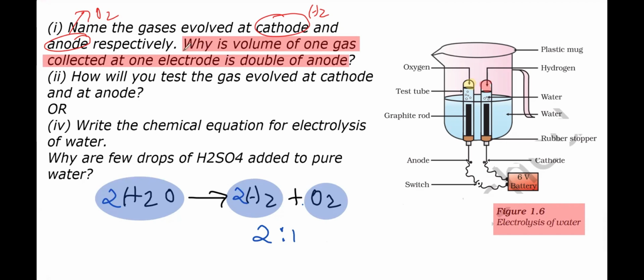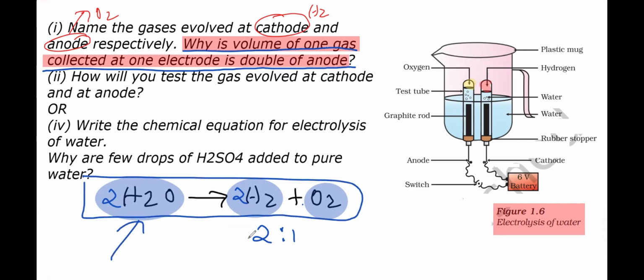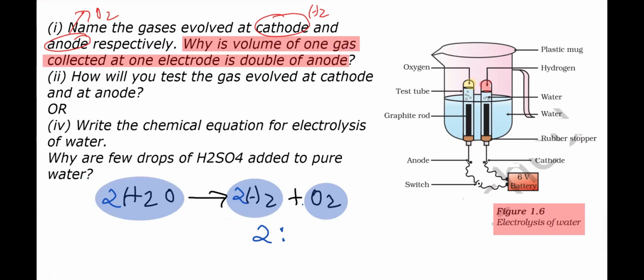So what you need to answer for why the gas collected in one tube is double the other, the reason is this reaction. So you'll say, after writing the reaction, that when two molecules of water split, it gives rise to two molecules of hydrogen and one molecule of oxygen. So that should be the answer for this part.